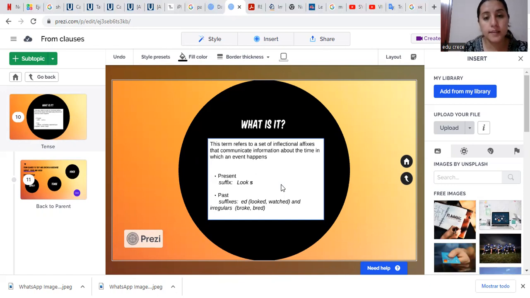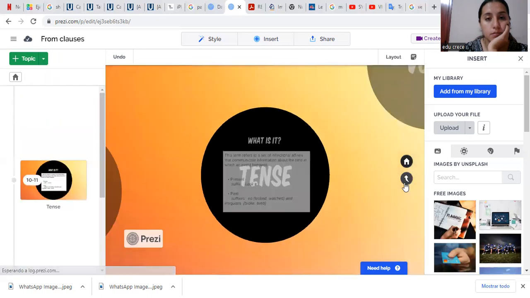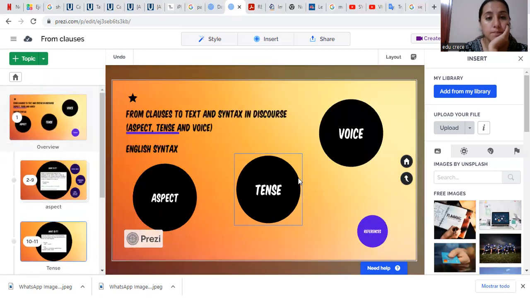But in the past, we have the suffix -ed, like the example looked or worked, okay? And irregulars, for example, the verbs broke or breathed. This is tense, okay?